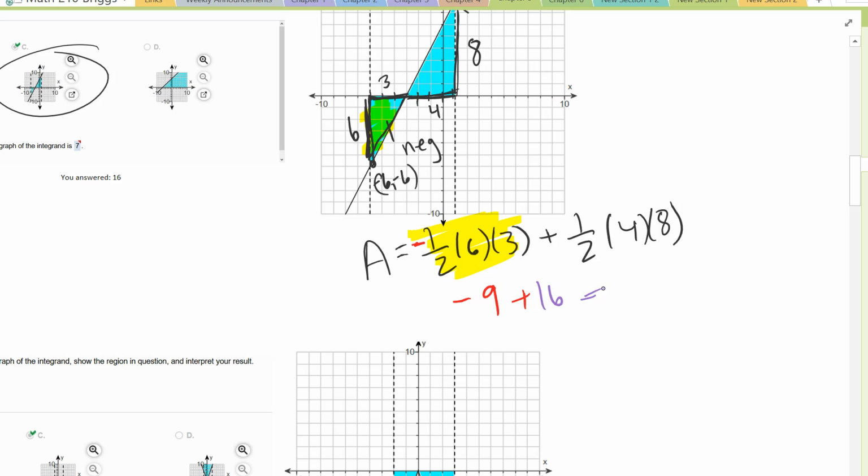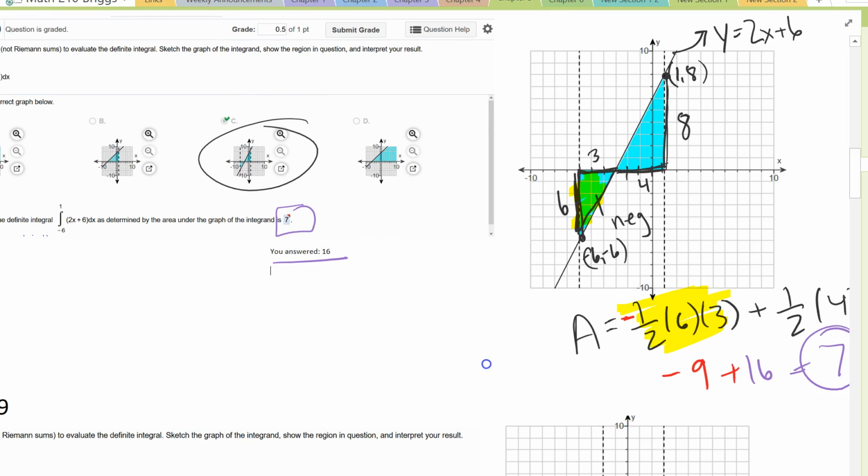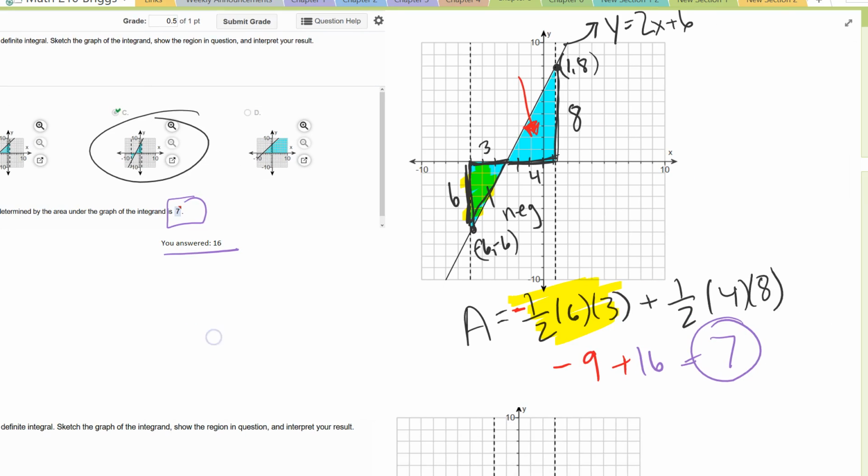So I'd have 16 minus 9, which would be 7. So the value of the area underneath the graph is 7. I don't know if you answered 16 if you were just looking at this triangle. But if it wanted displacement, you would take the absolute value of each one of these and add them together and have 16 plus 9. But it's not asking for displacement, it's asking for the area underneath the curve. And you have to take into account the area underneath the x-axis is negative.